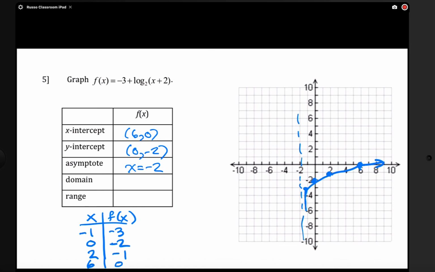And I can draw my graph, give it a little sketch here. And the domain is limited by the vertical asymptote. So we've got -2 to infinity, and the range of any logarithmic function, again, is all real numbers.